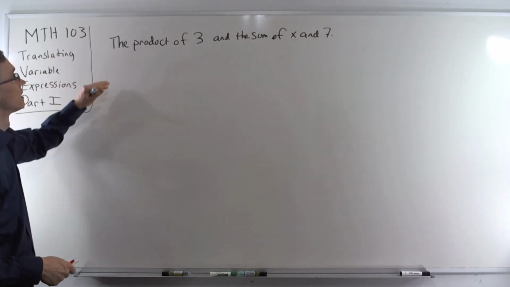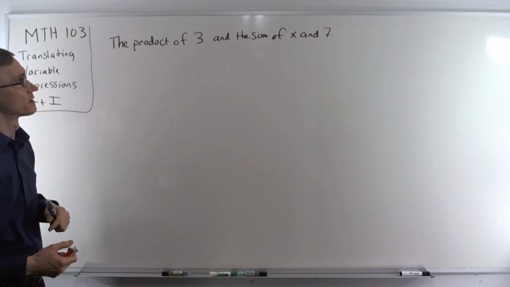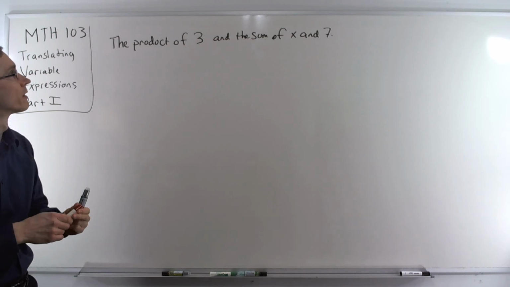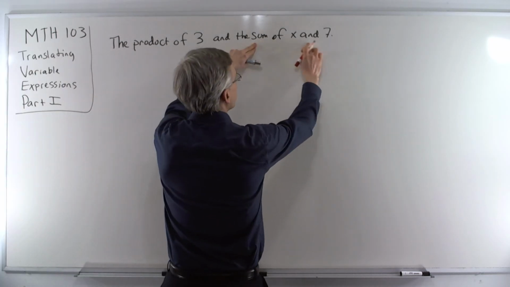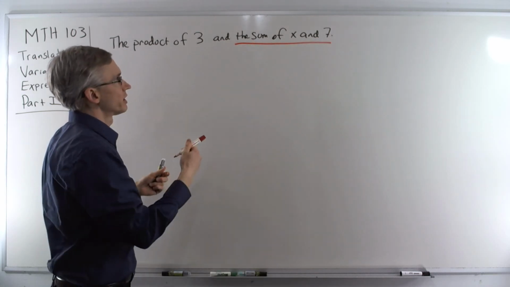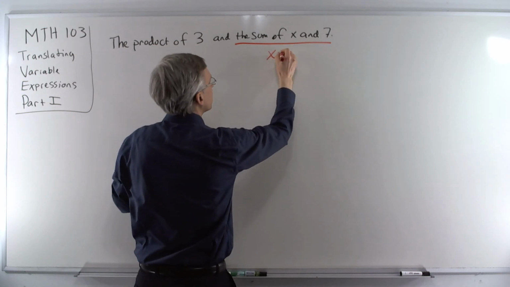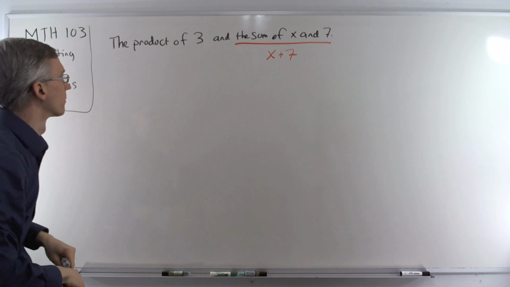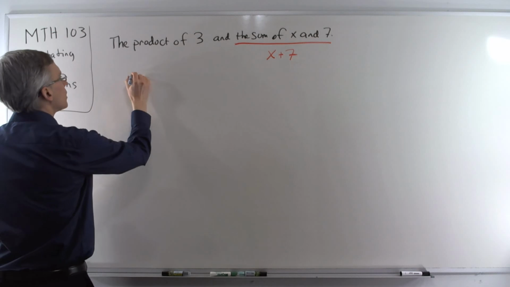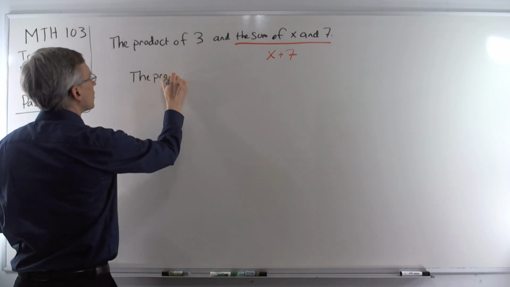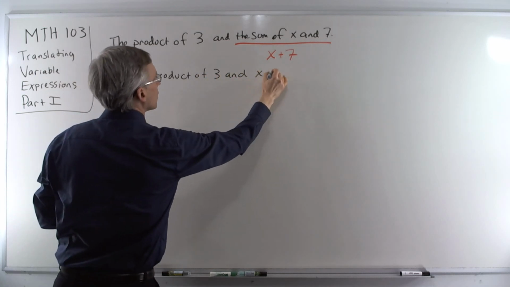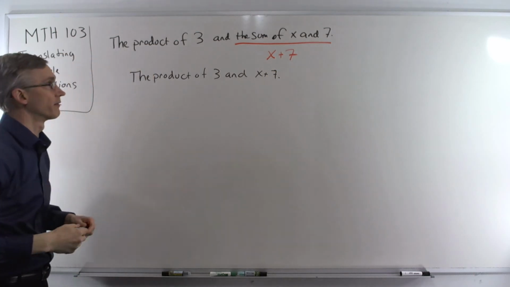Now we're going to translate this phrase, the product of 3 and the sum of x and 7. So we'll start just like we did before by finding the simple expression. All right, here's our one operation and two numbers or variables. So the sum of x and 7. Sum is addition, so that translates into x plus 7. Now we need to translate the product of 3 and x plus 7.